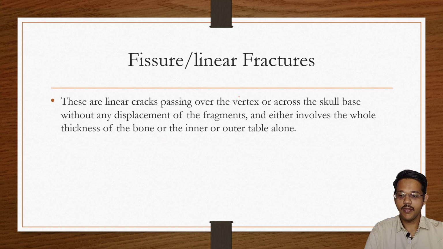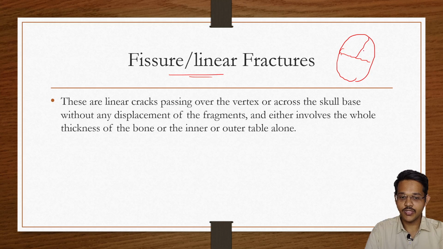Coming to them one by one, fissure or linear fracture. In this, a linear fracture occurs in the skull. The suture line is present, but where a fracture occurs, there is a small hairline fracture in the skull. These are linear cracks passing over the vertex or across the skull base without any displacement of the fragments. So there is only a hairline, linear fracture. There is no displacement of fragments and it doesn't involve the whole thickness of the bone. It may be the inner table or outer table alone, not both.